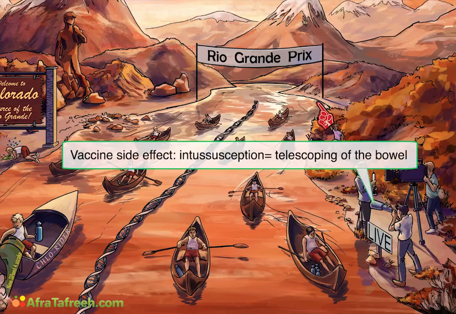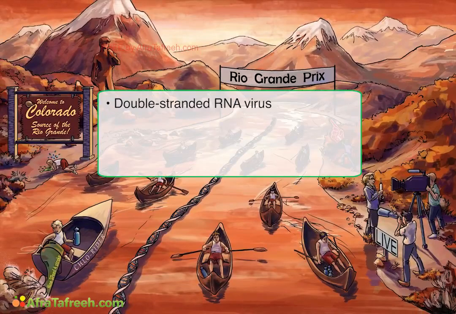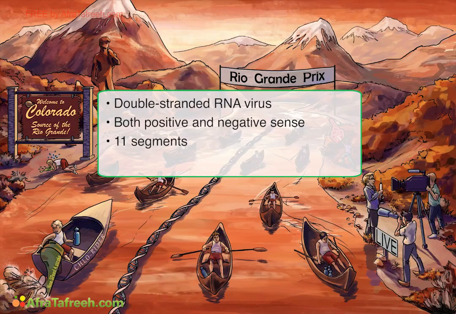Alright, and that's all for Reo virus. Remember, it's unique in that it's a double-stranded RNA virus, so it's both positive and negative sense. It also has, on average, 11 segments. And finally, if you can remember the pearl about the rotavirus vaccine increasing risk of intussusception, you'll be golden.